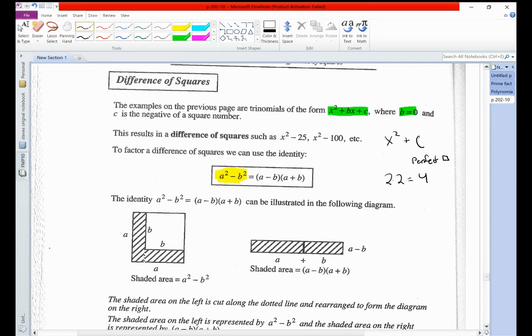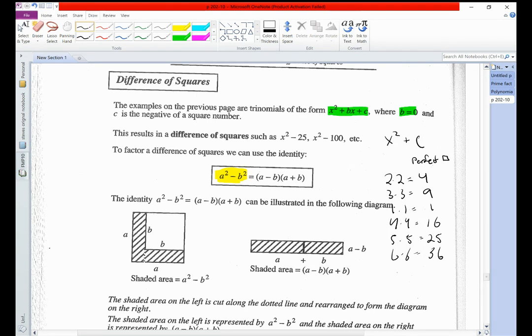Perfect square. 3 times 3 makes 9. So that's a perfect square. Don't forget about 1 times 1. 1's a perfect square. 4 times 4 is 16. 16's a perfect square. So what are the other ones? 5 times 5, 25. 6 times 6, 36. So on and so forth.